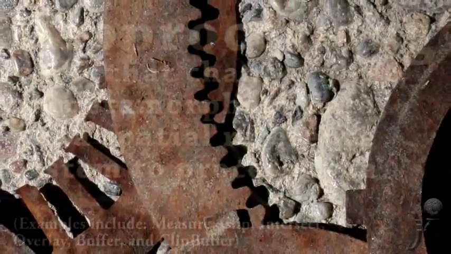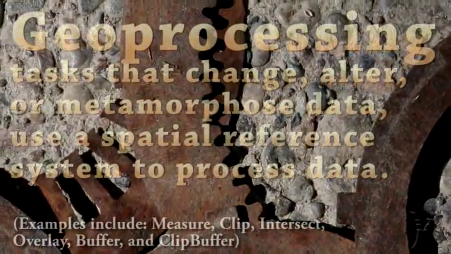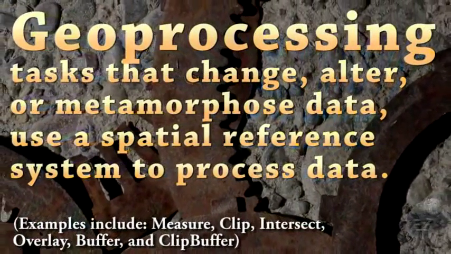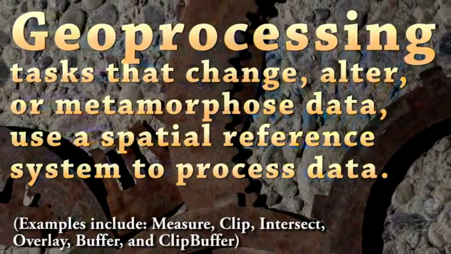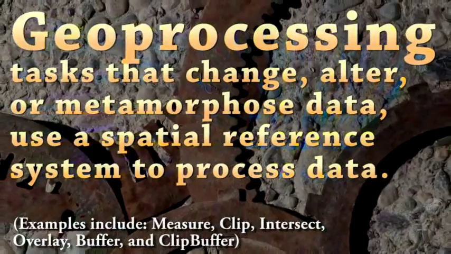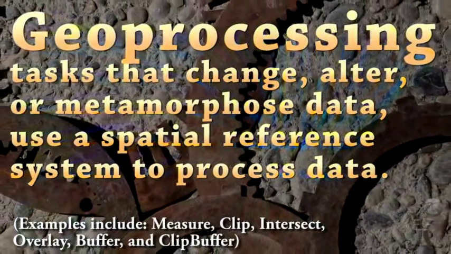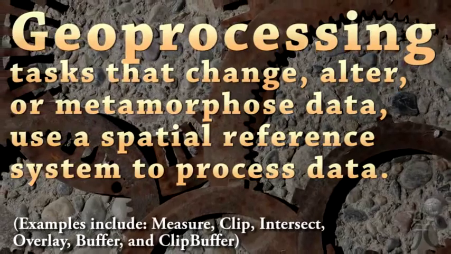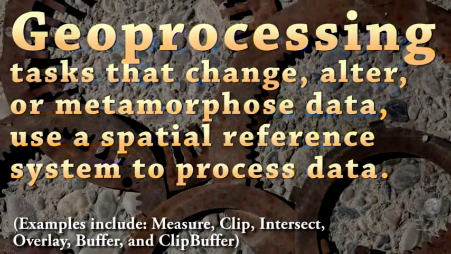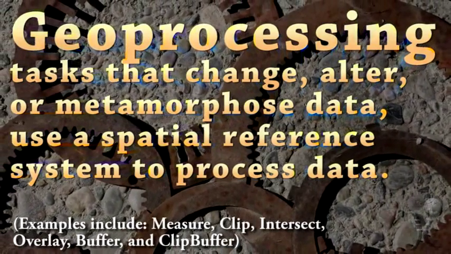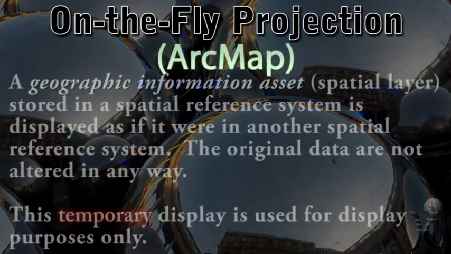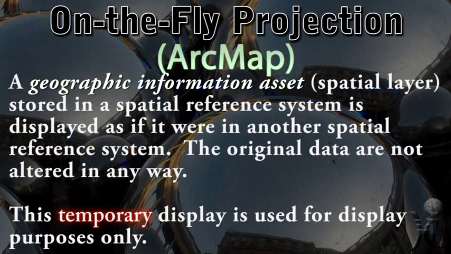Within the realm of ArcGIS Desktop, virtually any geoprocessing task that we perform on a geographic information asset requires that geographic information asset have a defined spatial reference. Even if we wish to perform a simple measurement of distance or calculate the area of a polygon, a spatial referencing system is required. ArcMap, a component of ArcGIS Desktop, can perform what is known as an on-the-fly projection.